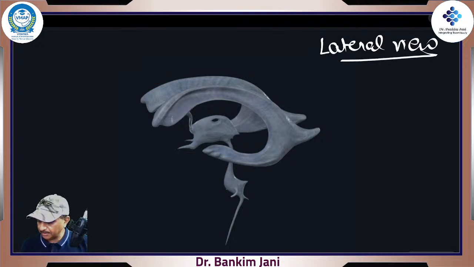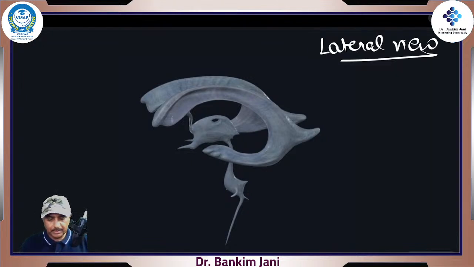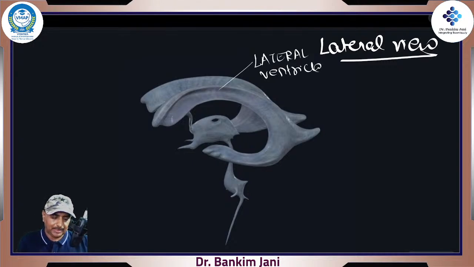So in that lateral view, see this entire thing, right? That one is the lateral ventricle. So lateral ventricle will be on both the sides. So here is one lateral ventricle. This is the right lateral ventricle, and this one would be the left lateral ventricle.